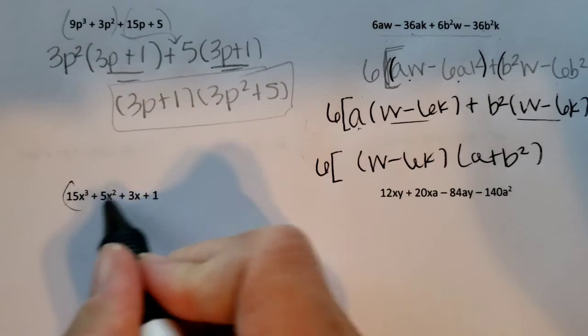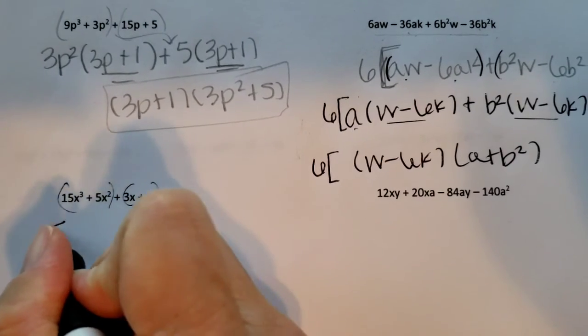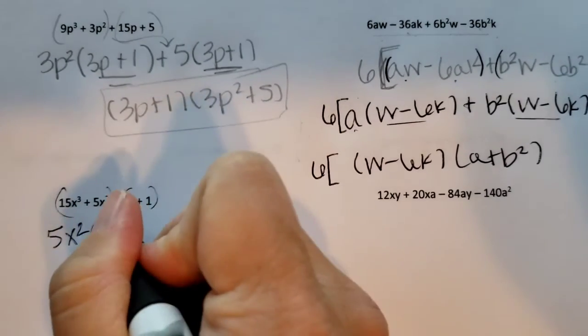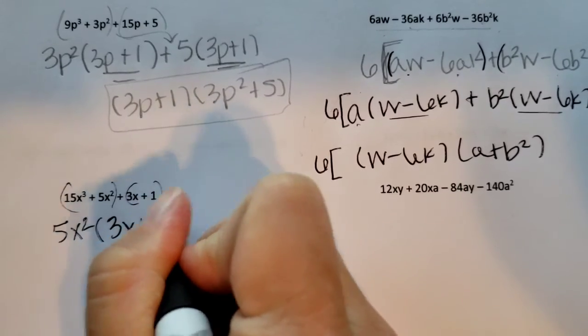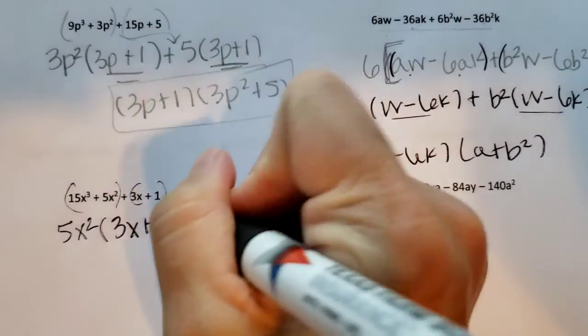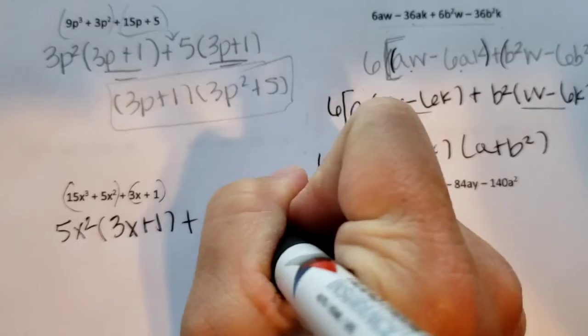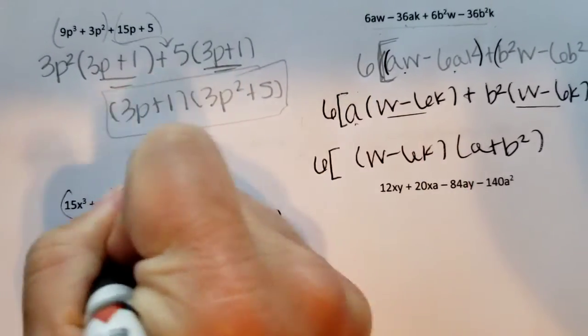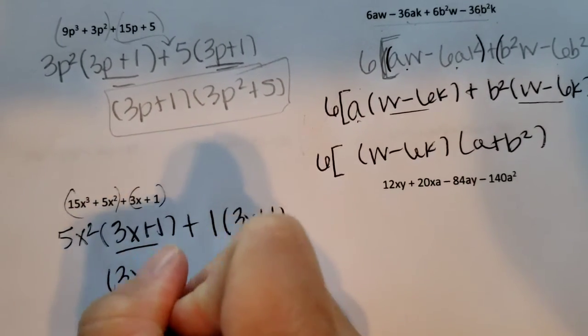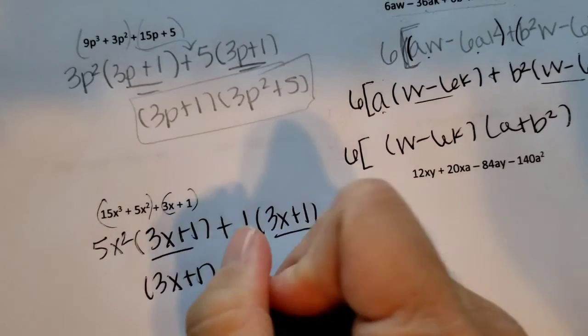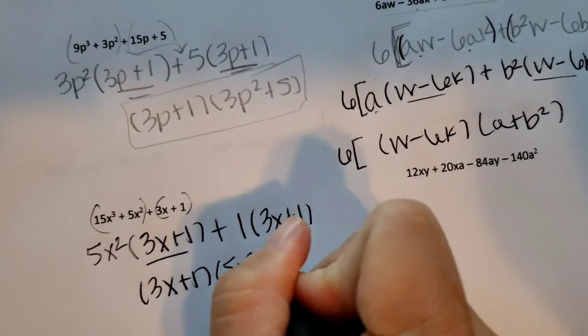No GCF in all 4. Pair them up, get out my 5x squared that those guys have, leave behind a 3x plus 1. Really nothing to pull out, so we're just going to pull out a 1, leave behind a 3x plus 1. They match here. These guys will create one of your factors, and then the 5x squared plus 1 will create the other.